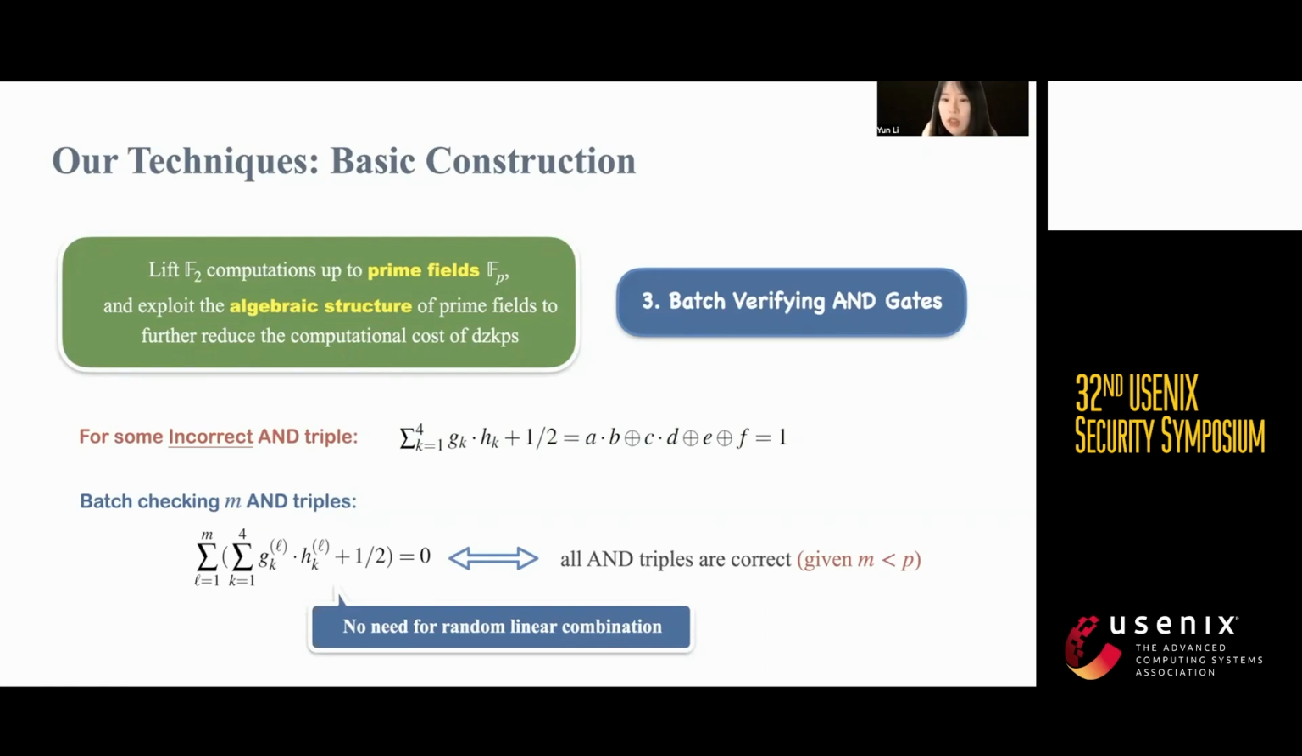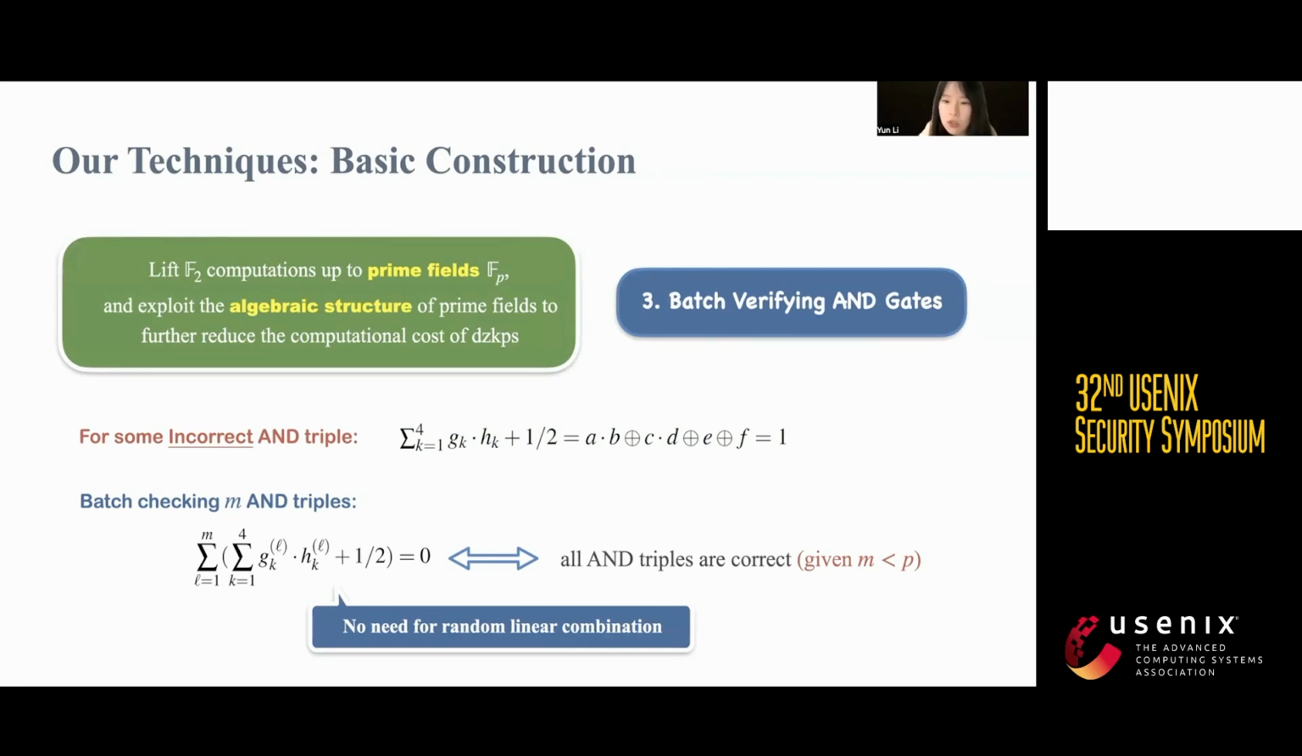In BJ19, this requires a random linear combination, but here we don't need it. Note that if any AND triple is incorrect, then the corresponding inner product relation will equal 1 instead of 0. So we only need to add up the relations directly and check whether the final result is 0 or not. As long as the number of AND triples M is less than P, then the summarized result equals 0 if and only if each single relation equals 0, which means that all the AND triples are correct. So here we don't need any random linear combination.